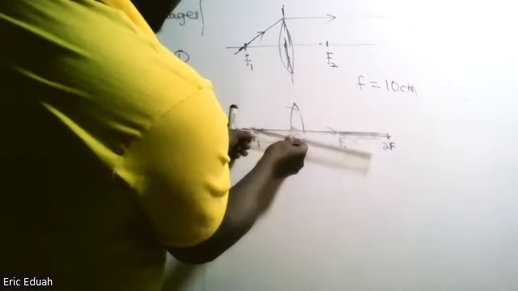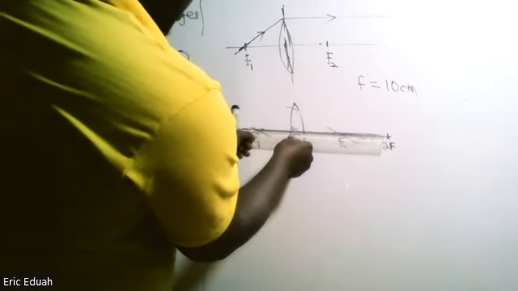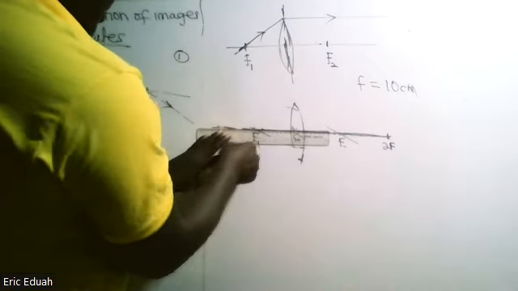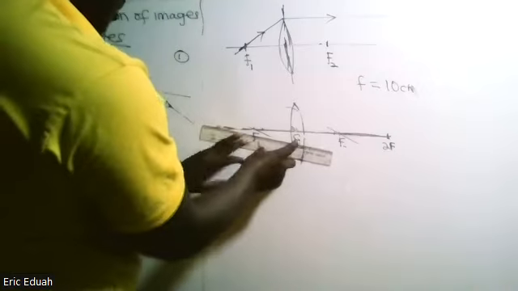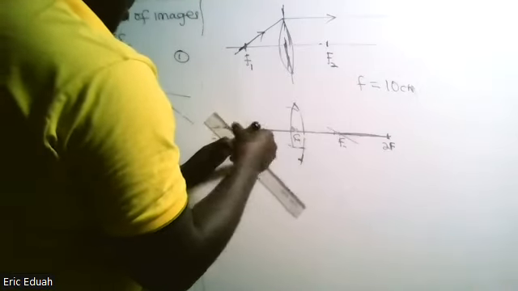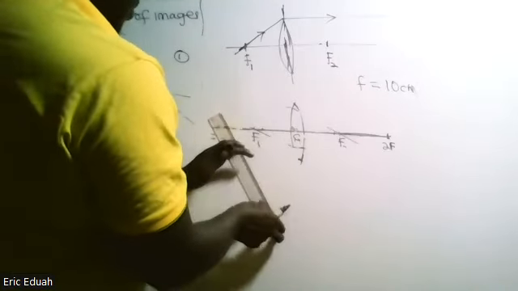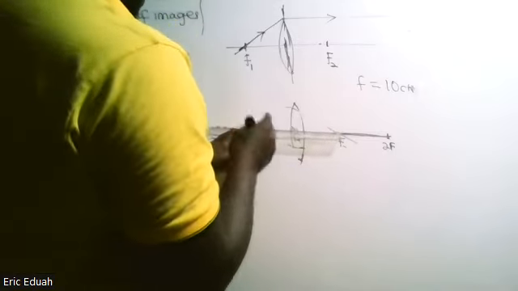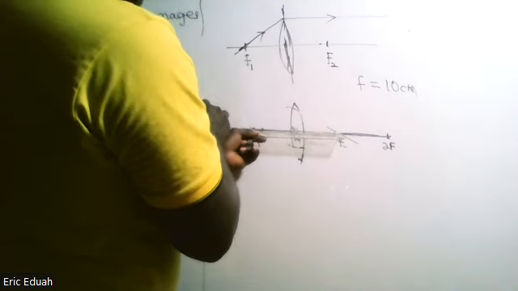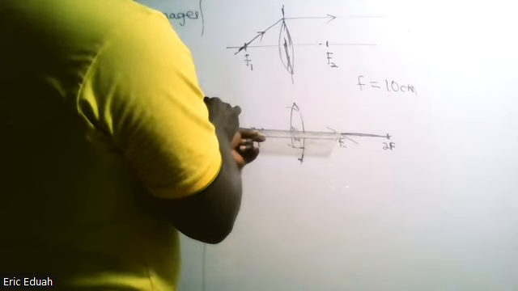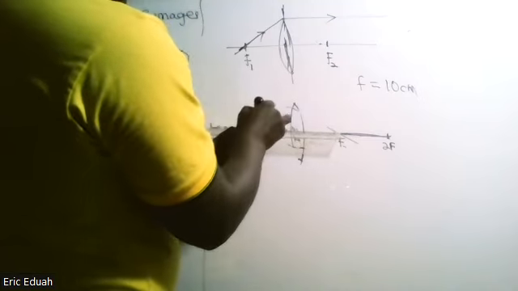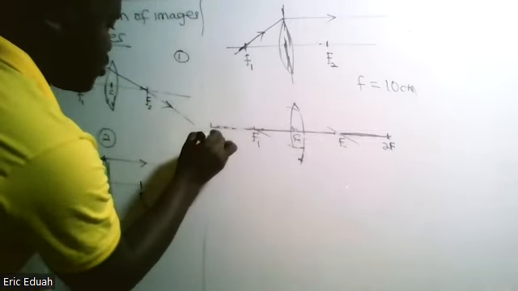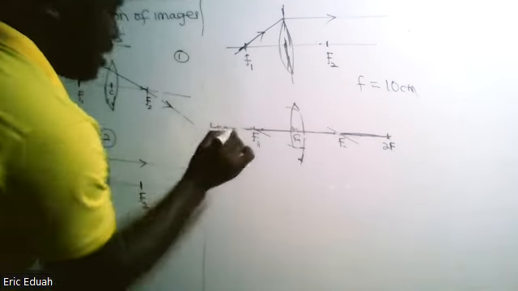If this is 10, okay, then 10 centimeter, when you are doing it all at once, 10 centimeter would have to be here. Okay, so this is 2F. Let's check that.